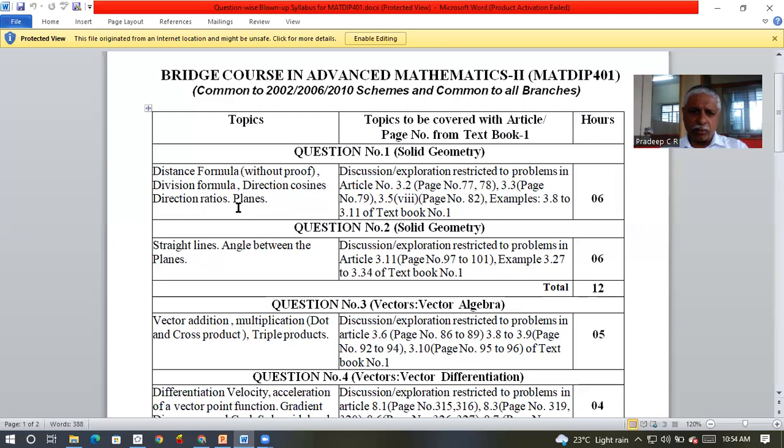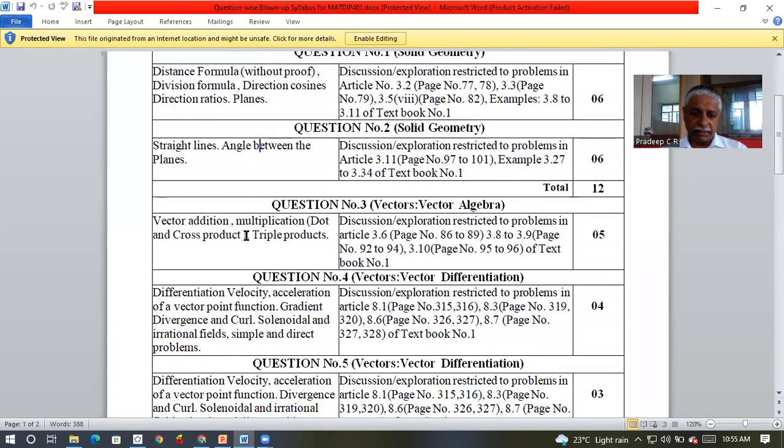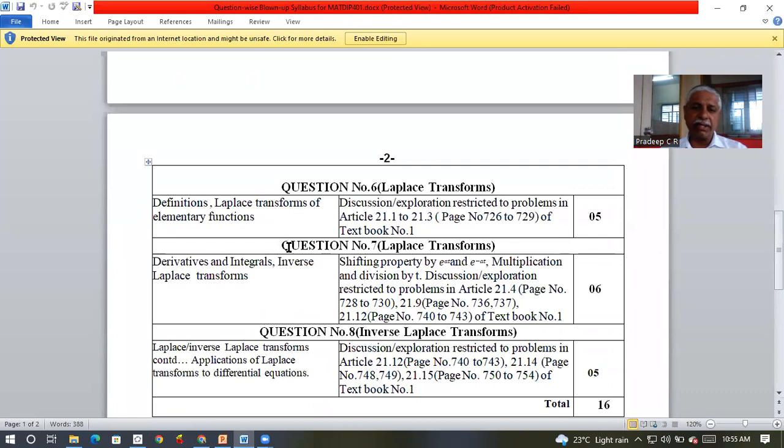I'm going to tell you all the 8 topics for which the questions are going to come for your exam. So the first part is this. First question will come from this part, which will have distance formula, division formula, direction cosines, direction ratios, and planes. Second question is going to be from this, etc. 2 of them are basically solid geometry, and 3 of them are vectors. First one is vector algebra. Next 2 are vector calculus, and then next 3 units are basically Laplace transforms.